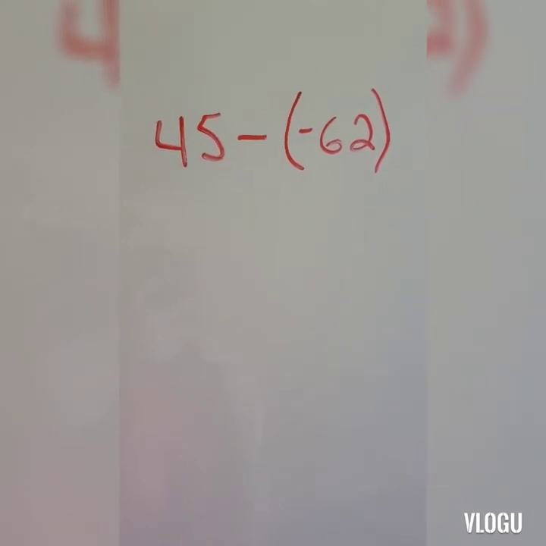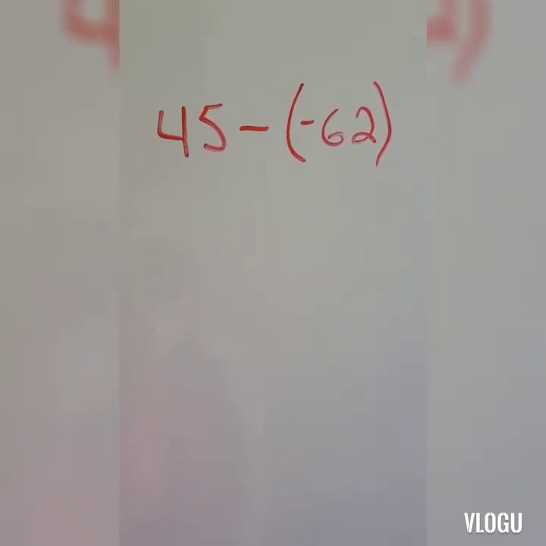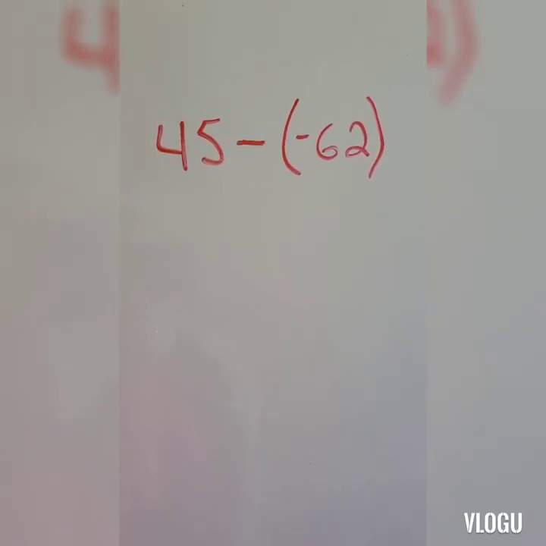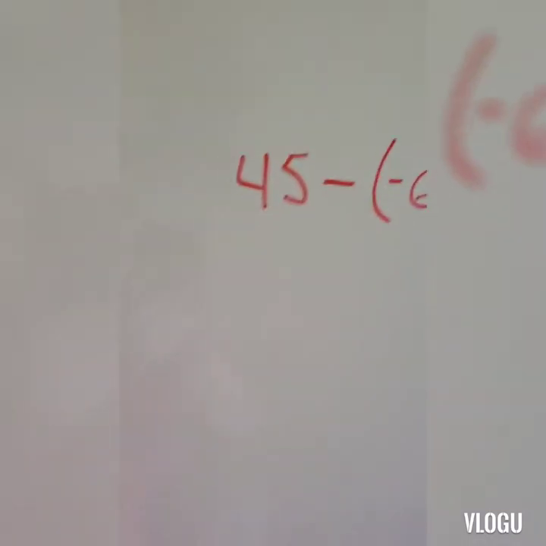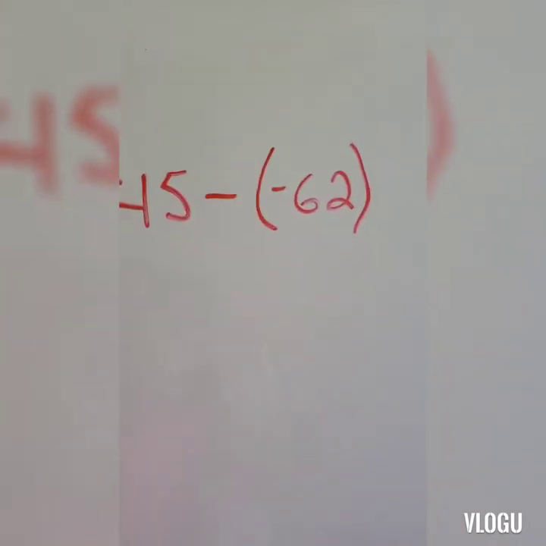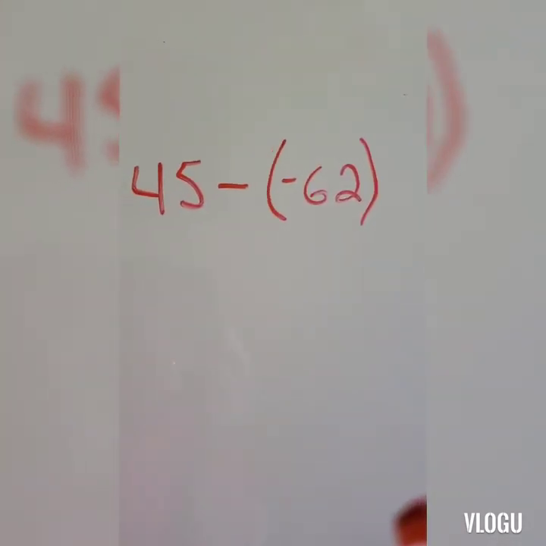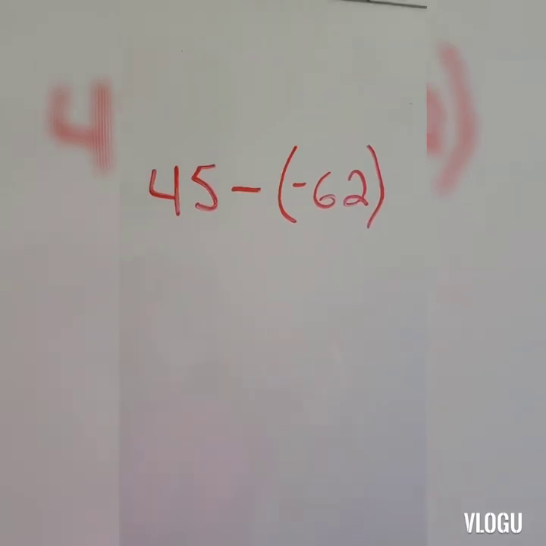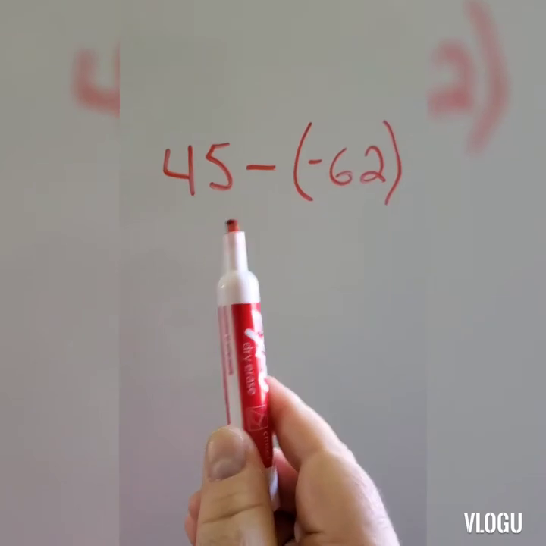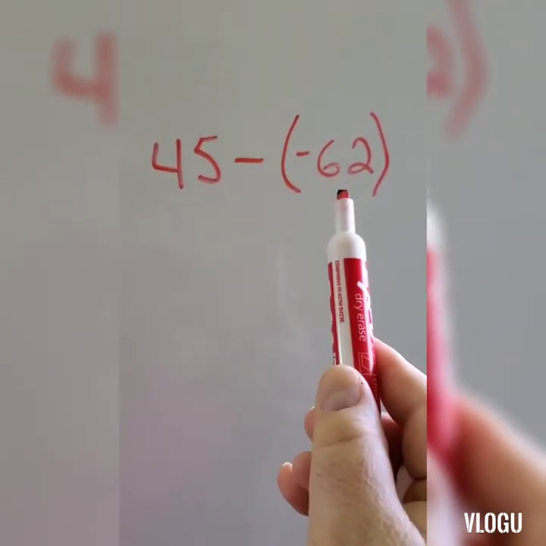Number lines only help us so far. A problem like this is difficult to do on a number line, so we need to know how to do this mathematically. Well, the principle is the same. We're starting at 45, and we're taking away a negative number.